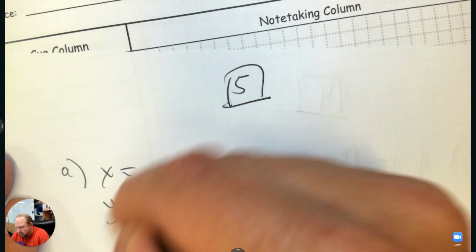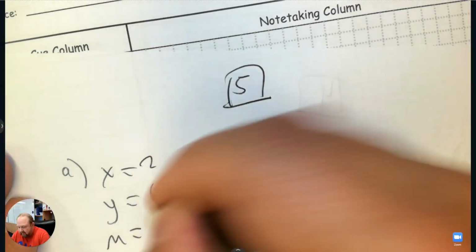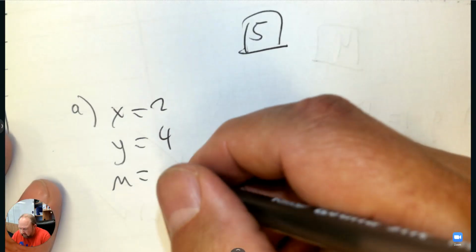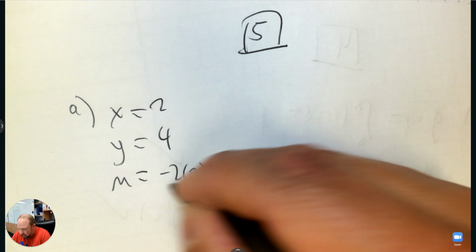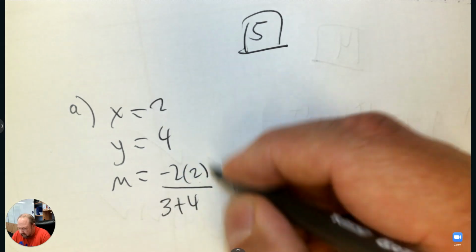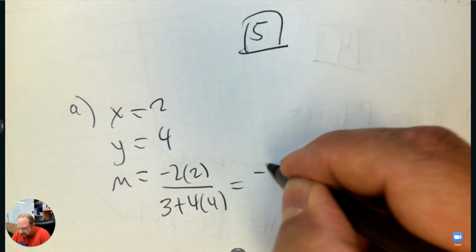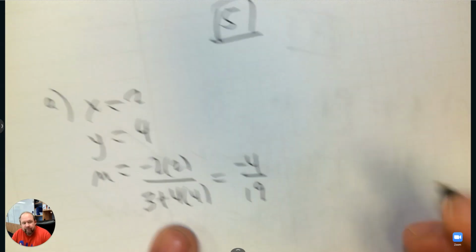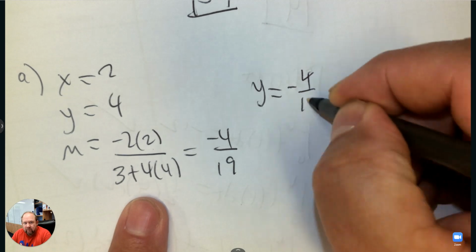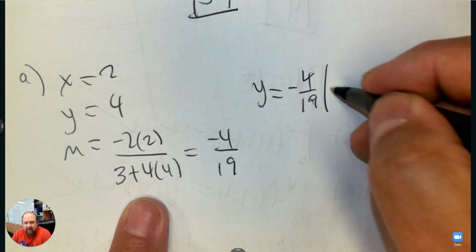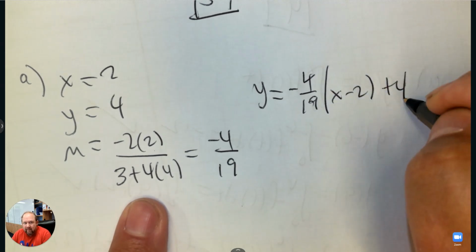So we know that's x, y, and the slope. You're given that the x-coordinate is 2, the y-coordinate is 4. To find the slope, use the derivative. So plug in 2 for x, plug in 4 for y, and then solve it. And then you have your equation. So it's -4/19 (x minus 2) plus 4.